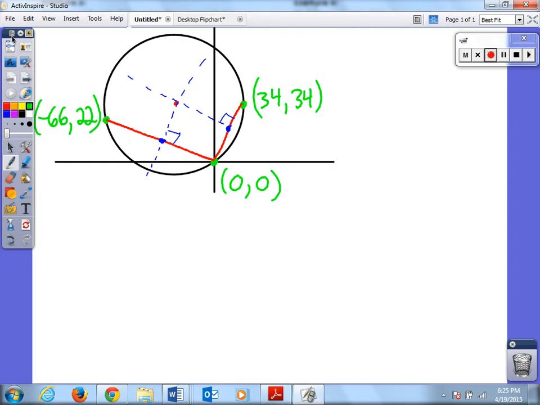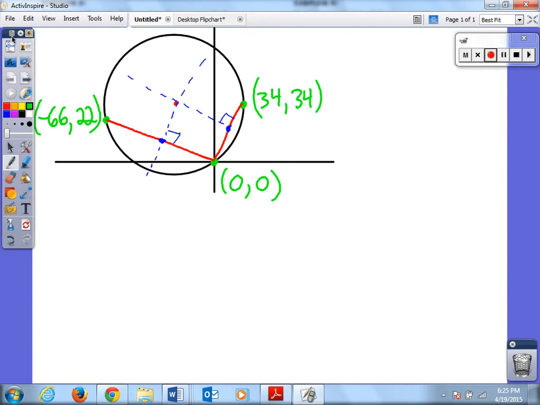And also, if you don't remember from geometry, any two perpendicular bisectors of chords will meet at the center of the circle. So if we can find the perpendicular bisector of each of those chords and find where they meet, then we can find the center of the circle. And then we can use that to find the radius. So let's first work on finding the perpendicular bisectors.